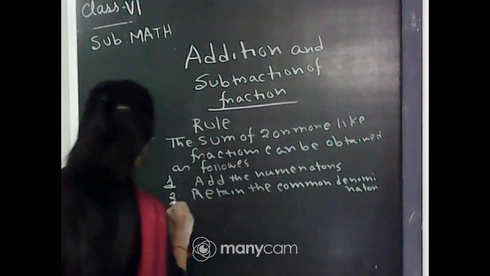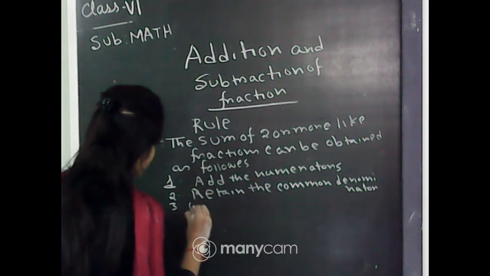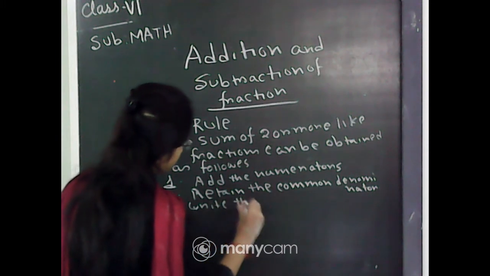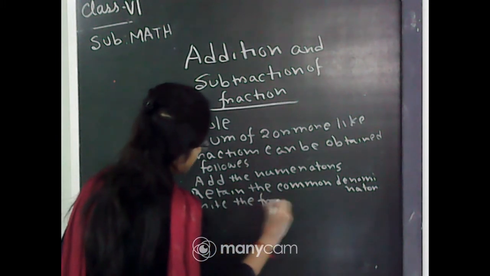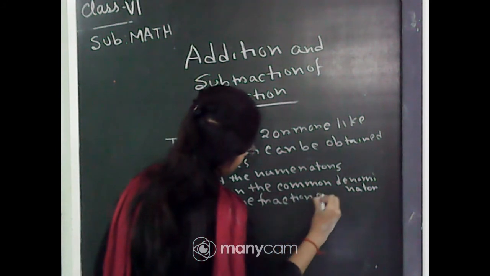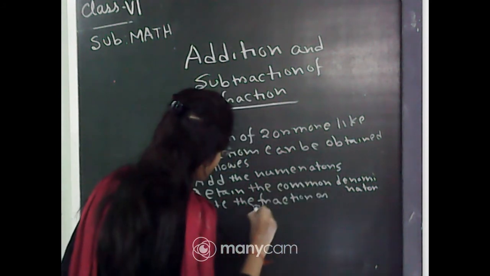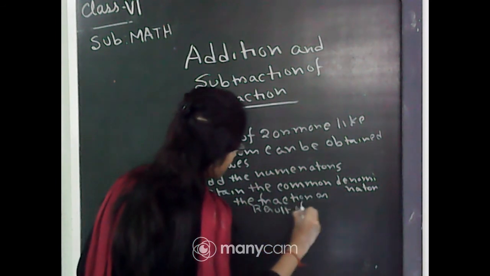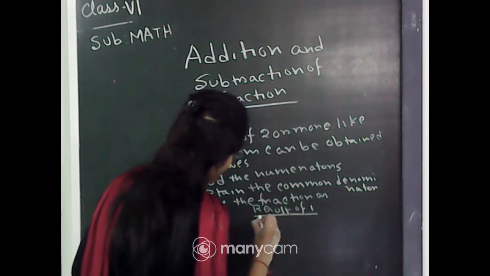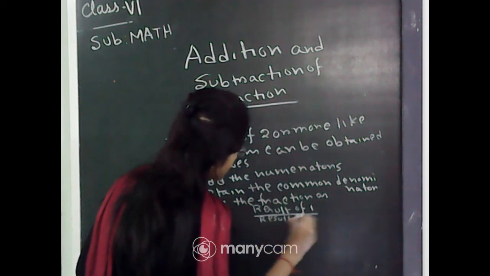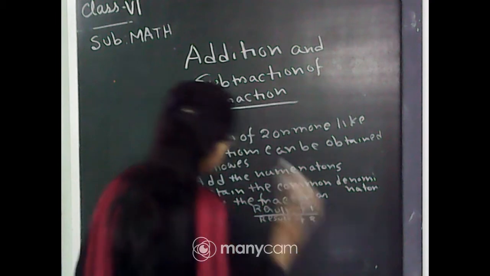And step 3, write the fraction as result of step 1 divided by result of step 2. Okay.